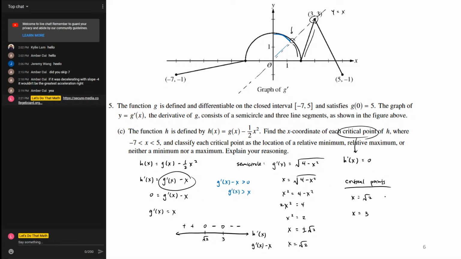What does that make it? That makes it a relative max. Whereas at 3, it doesn't switch from anything, it goes from negative to negative. So that is going to be neither a max nor a minimum. And that's going to be our answer for part C. Any questions here?